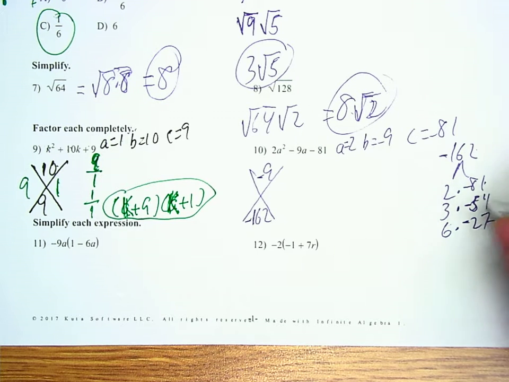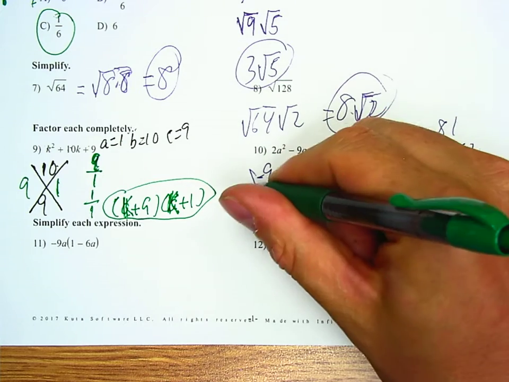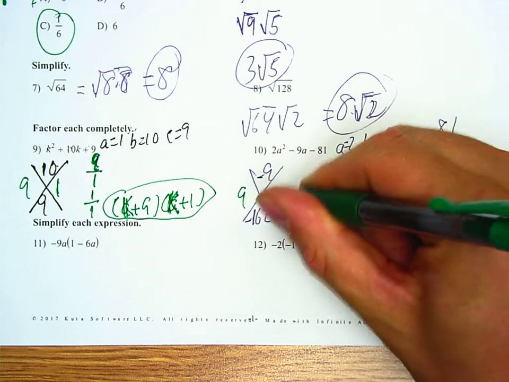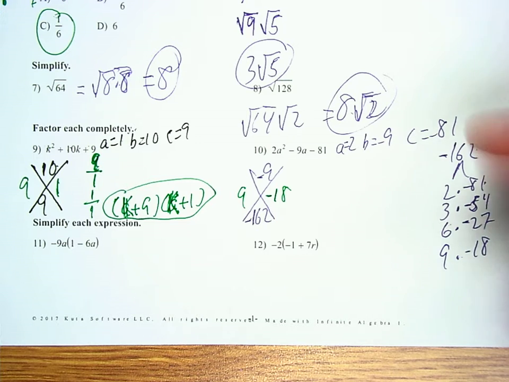Does 9 go in? Well, if 9 goes in, the 54 would have to be divisible by 3. So does 54 divide by 3 evenly? Yes, 18 times. So this is the process you need to go through when you're doing this type of work, or a process similar to this. Figuring out the proper factor set that you're going to use to make the given A times C. So 9 and negative 18.